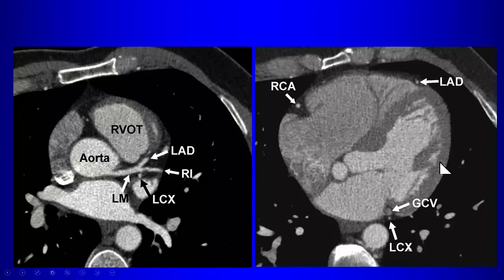Now when we look down lower, almost a four-chamber view here, you can see where the vessels run. The right coronary artery runs in the right atrioventricular groove, between the right atrium and right ventricle. The left anterior descending artery here runs in the interventricular groove between the right ventricle and the left ventricle. The circumflex coronary artery here runs in the left atrioventricular groove between the left atrium and the left ventricle. And then this guy over here, GCV stands for great cardiac vein.